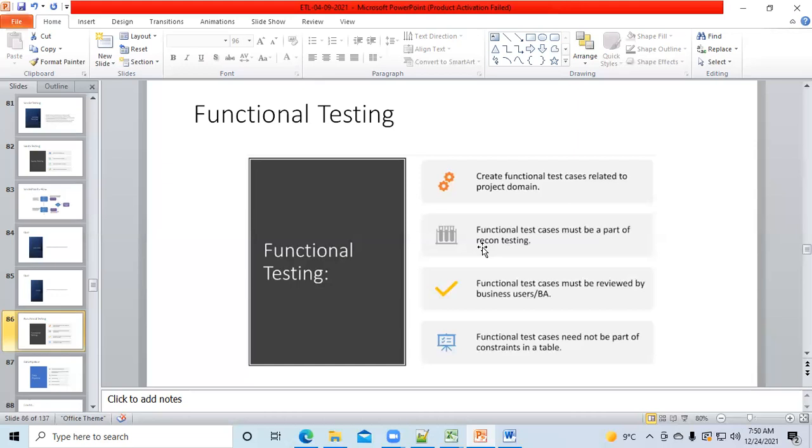Okay. Any question, guys, on this functional testing? But for this, you should know your domain. That's why nowadays the organizations are stressing that if you're working in a particular domain, you should know that domain. Then only your testing or development will be far better.